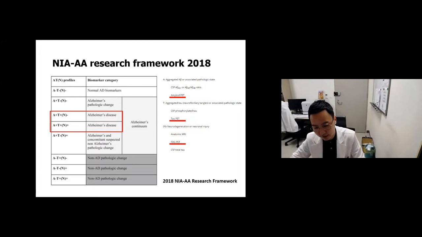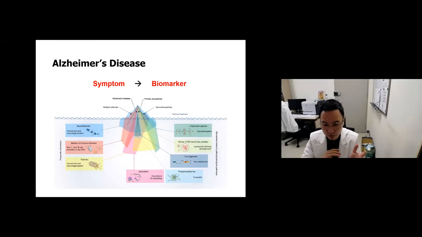a biomarker-based diagnosis. So there is a paradigm shift from symptom-based diagnosis to a biomarker-based diagnosis. So neuroimaging in nuclear medicine is gaining more interest.